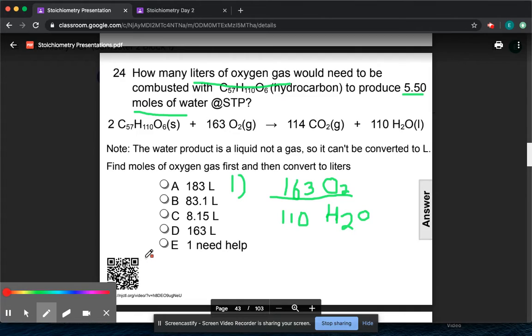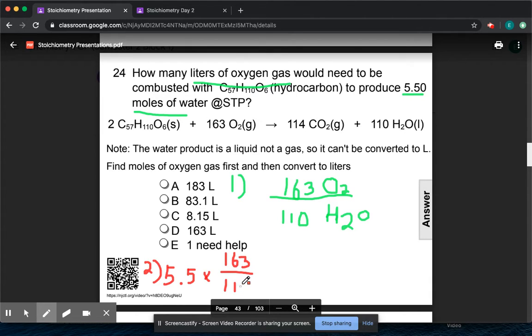Good. Step two, multiply it out. How many moles of water do we have? We have 5.5. We want to go to moles of oxygen. So I'm just going to multiply this out. I'm not going to write the units because I have limited space. But this multiplication step is going to take us to moles of oxygen. Okay, so you multiply that out.